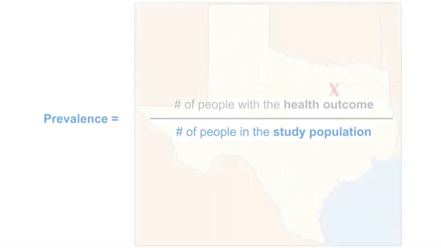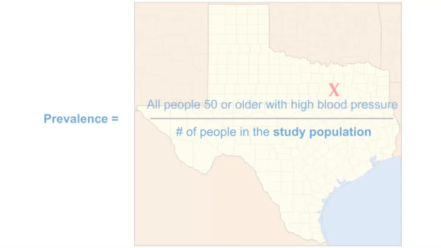For example, among adults 50 and older living in Dallas, Texas, what is the prevalence of high blood pressure? The numerator would be all people 50 years or older with existing high blood pressure. The denominator would be all people 50 and older living in Dallas, Texas. There are several ways in which cross-sectional studies may be used.